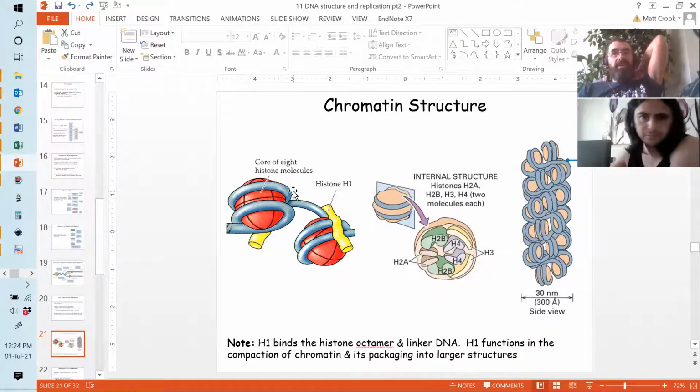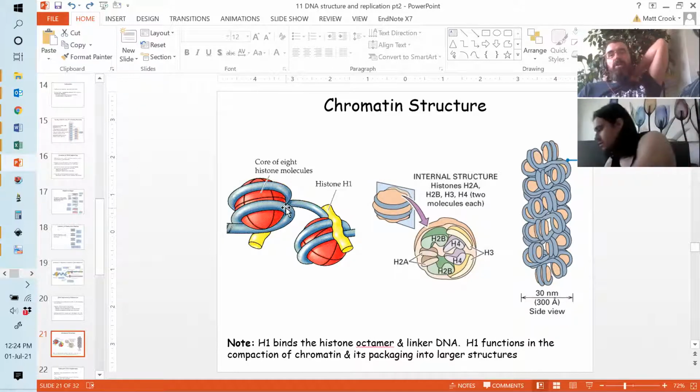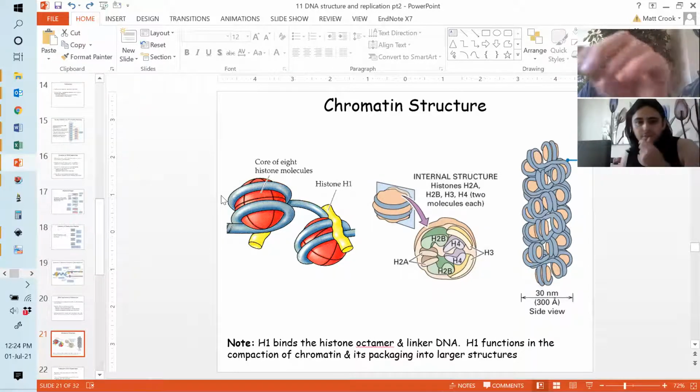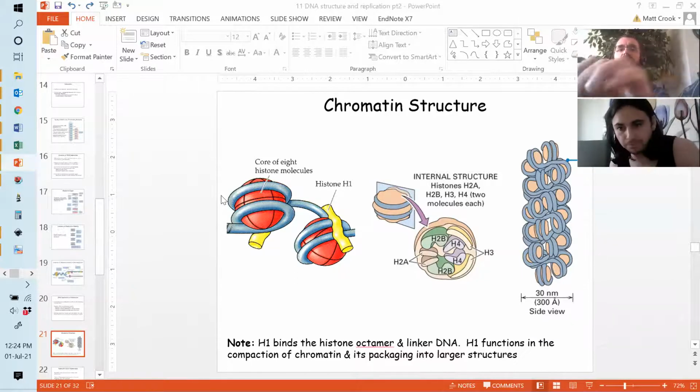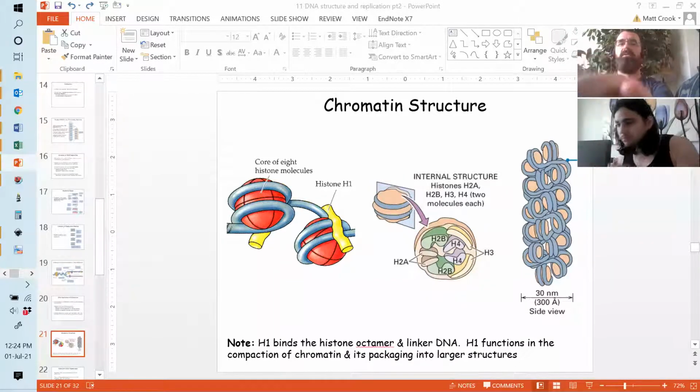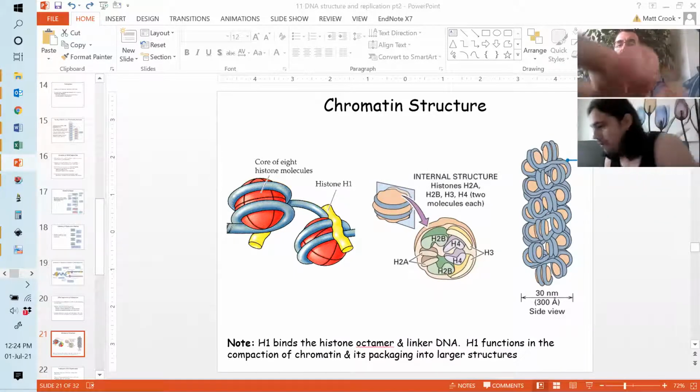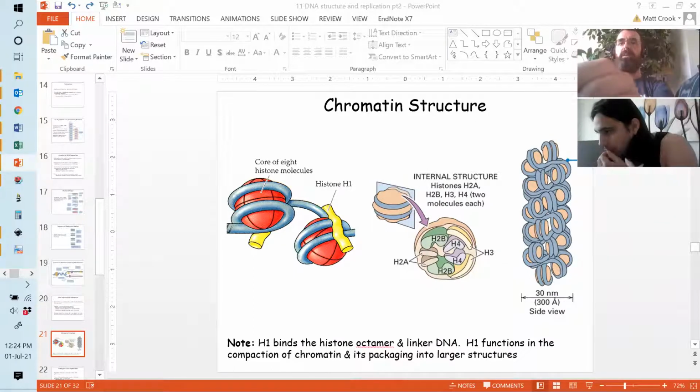And so the core particle is about 147 base pairs, you know, between 145 and 147 base pairs of DNA wrapped around 8 histone proteins, which are actually 4 pairs of different histone proteins. So that's like the core smallest unit essentially.